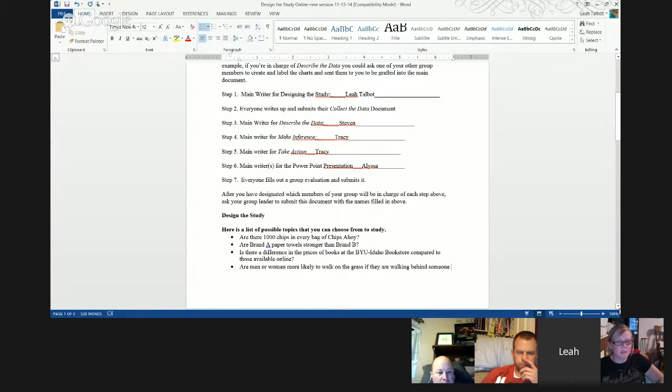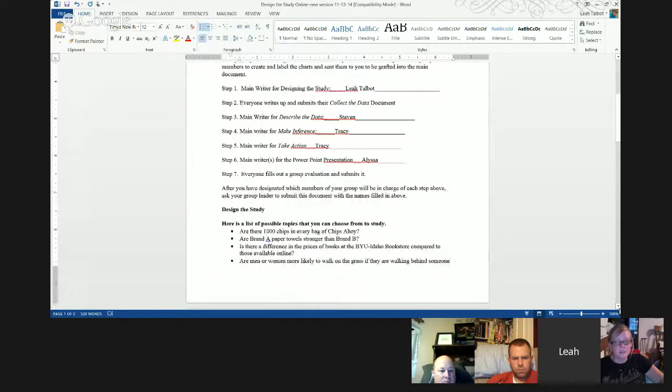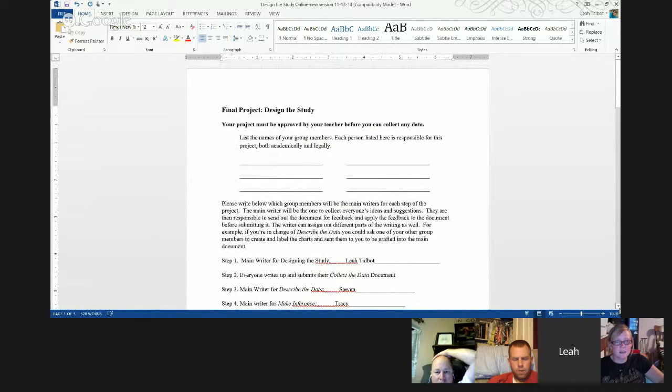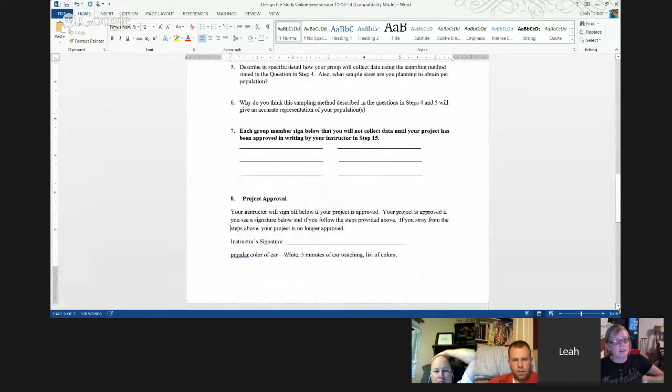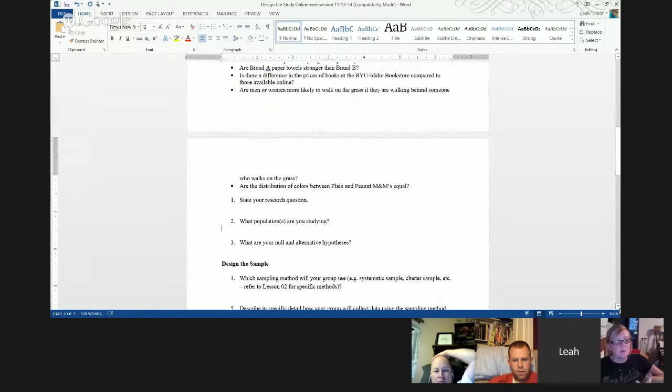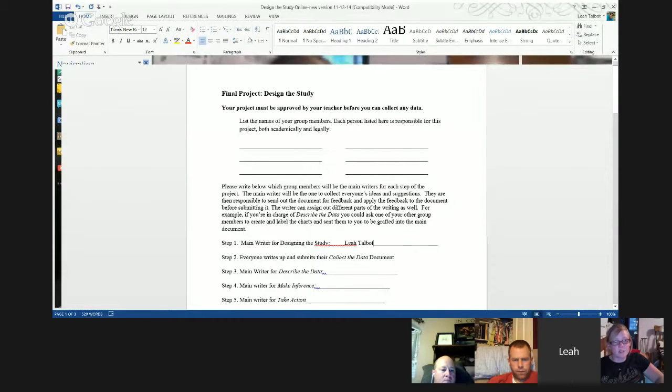When I was looking at it, I guess I'm kind of confused, but we have to turn something in. Well, it says everyone fills out a group evaluation and submits it. Your project must be approved before you collect any data. Because when it says work for design the study, it says you choose a file to open. And so I feel like it would be that file that we are filling out on design the study. But I could be completely off. Okay. I'll look into it. I think it is. Because when I went to collect the data, it's a completely different spreadsheet, so we'll probably have to fill that one out.